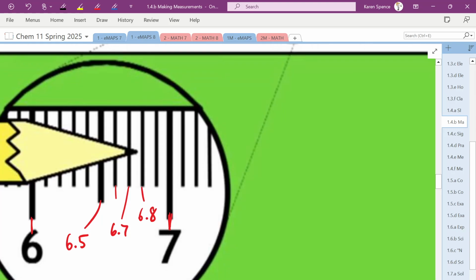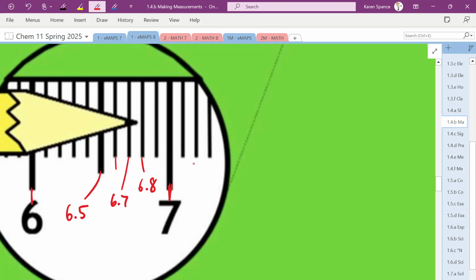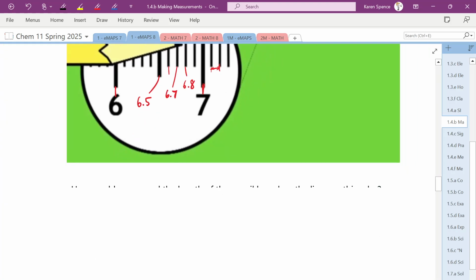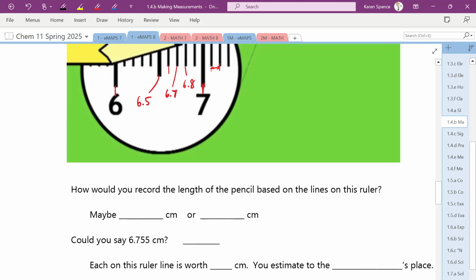What is the distance between two of these lines? If you know for sure that it has 6.7, doesn't that make the 7 a certain number? You didn't guess it. You know it. No, we haven't measured it yet. We haven't done our measurement yet. We're just figuring out what each thing is worth. So what we've got here, it's somewhere between 6.7 and 6.8.